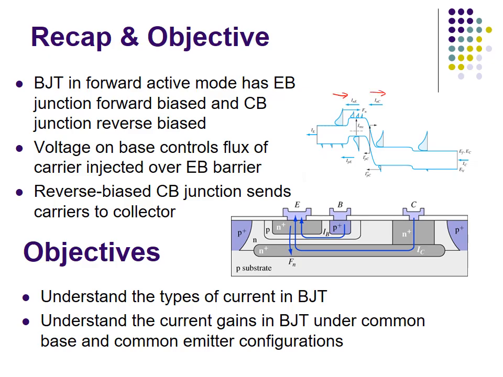In the base, since it is very thin, the recombination that happens in the base is very small. This recombination results in base current IB. So for an NPN BJT, as in our example here, there is a collector current IC and base current IB that flows towards the emitter. So in this subsection, we will discuss further the BJT current components and the current gains.